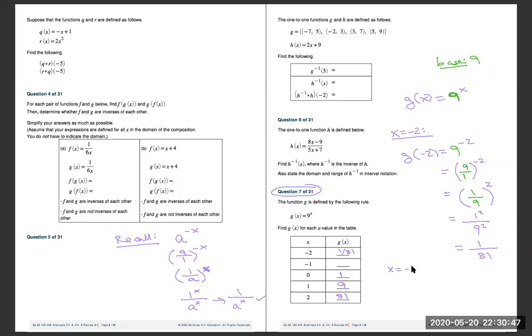When x is equal to -1, g of -1 equals 9 to the -1 power. I'm just going to do this one a little faster, same color. That's 9 over 1 to the -1 power, which is 1 over 9 to the first power. Okay, so that's 1 over 9. Okay, you see a picture of that. So that's our first step.